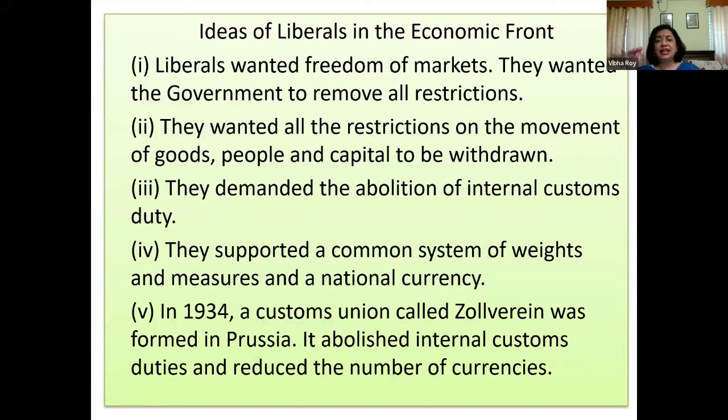Then, ideas of liberals on the economic front. What did they think about the economy? Liberals wanted freedom of the market. They wanted the government to remove all restrictions which it had put. They wanted all restrictions on the movement of goods, people and capital to be withdrawn. And they demanded the abolition of internal custom duties. They supported a common system of weights and measures and a national currency. They wanted uniformity. In 1834, a new customs union called the Zollverein was formed in Prussia. This abolished internal customs and duties and reduced the number of currencies.